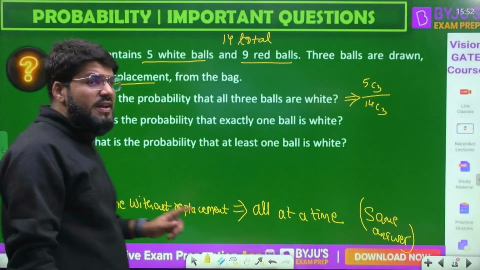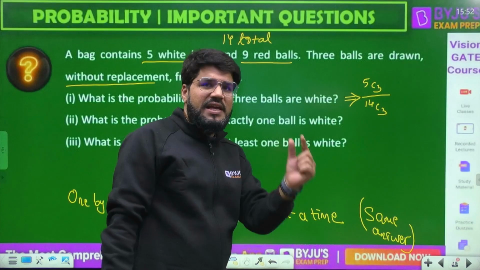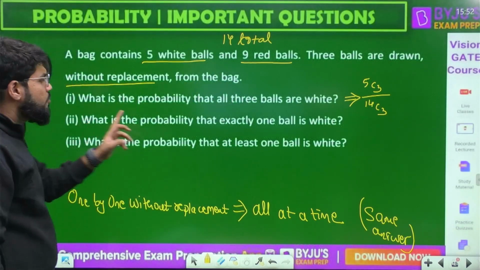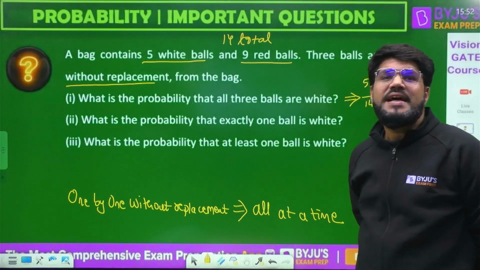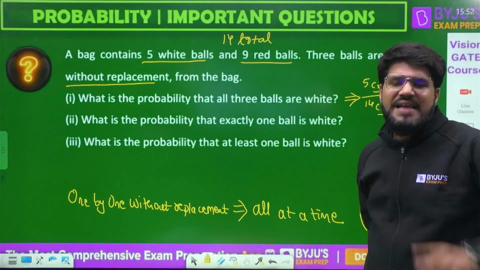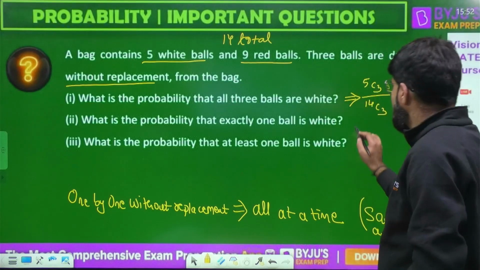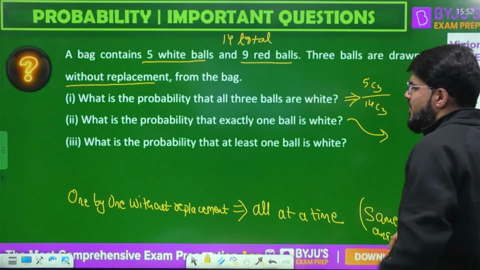If they tell you one by one with replacement, then you have to take one by one case by case only. Chaliye. What is the probability that exactly 1 ball is white? Exactly 1 white means of course 2 red.